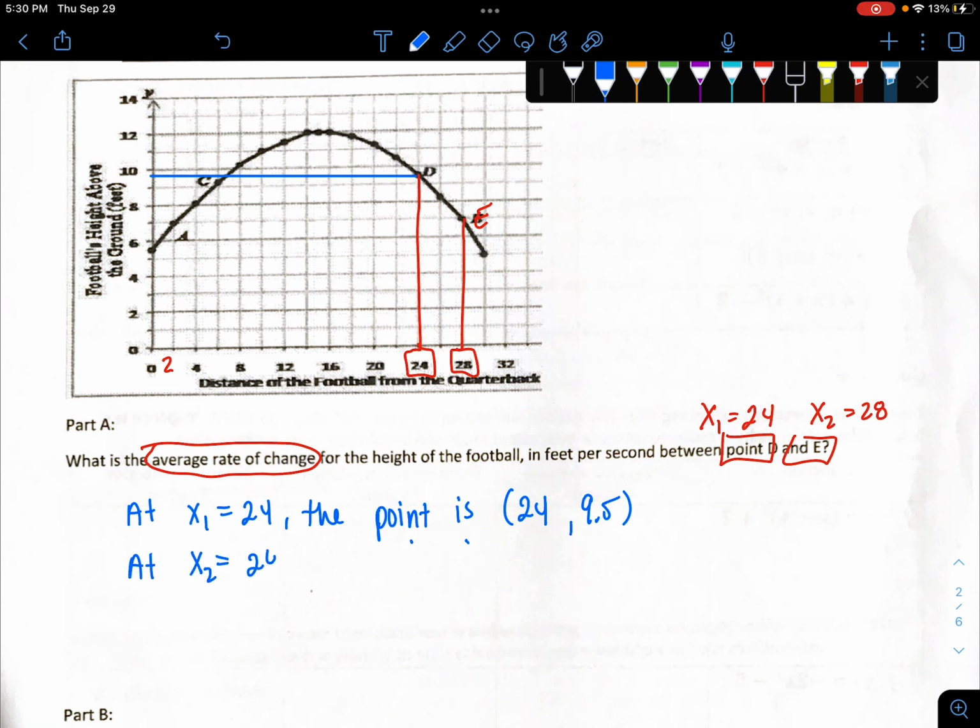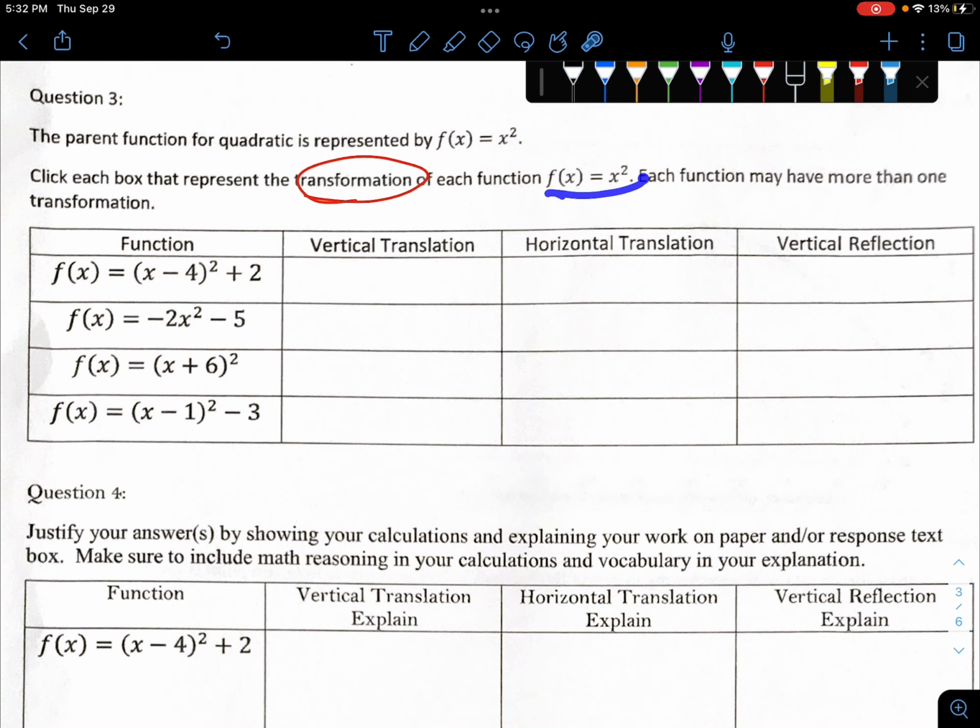Alright, let's do this next one. I'm only going to do the first and second one. So this is asking for the transformation. The parent function for quadratic is represented by f of x equals x squared. Click each box that represents the transformation of each function of f of x equals x squared. Each function may have more than one transformation.